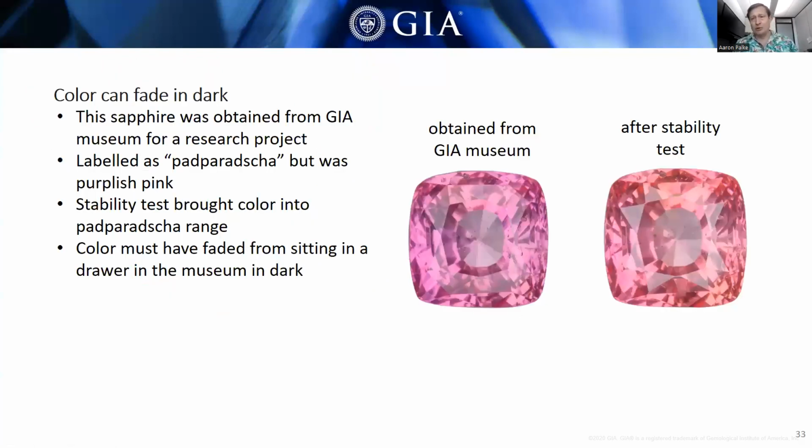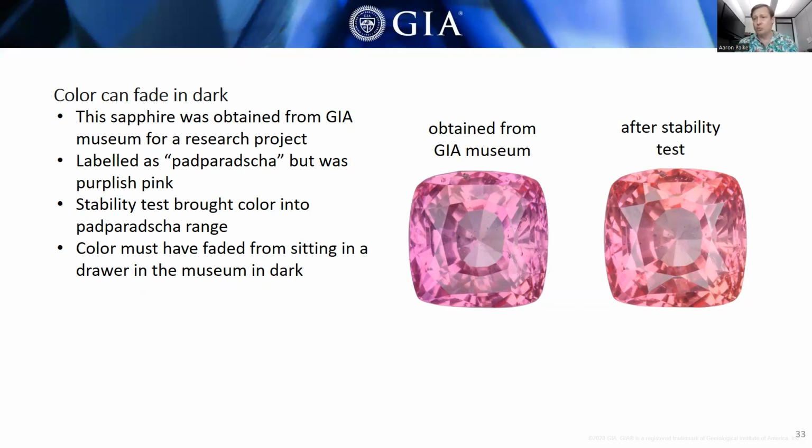This is another really cool example. This was a stone I got from the GIA Museum. We have a museum here that has a lot of nice reference materials for us to work with. And I got this sapphire that was labeled from the museum as a padparadscha sapphire. And I looked at it and I said, there's no orange color in this stone. So something weird was going on. I suspected it might have been one of these unstable coloration sapphires that had been sitting in the dark for a long time. So if you took a tenebrescent sapphire and let it sit in the dark for a long time, its color would fade all the way down to pink.